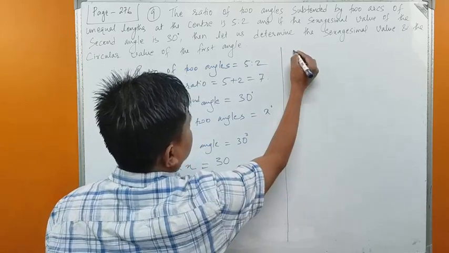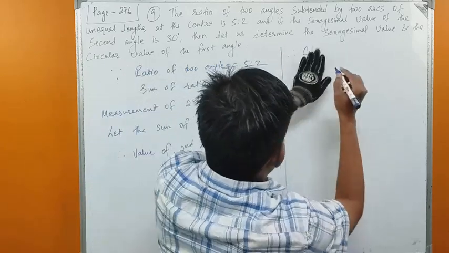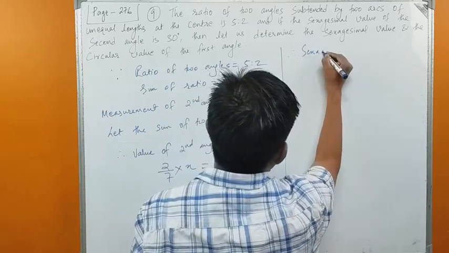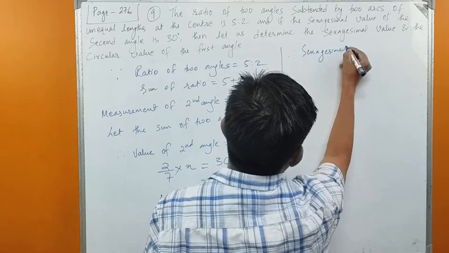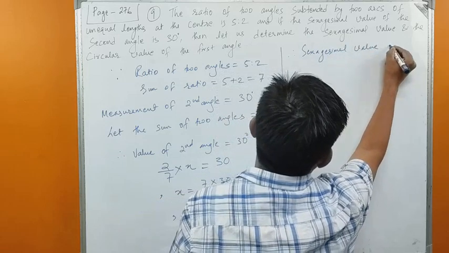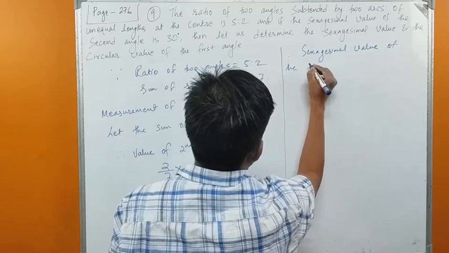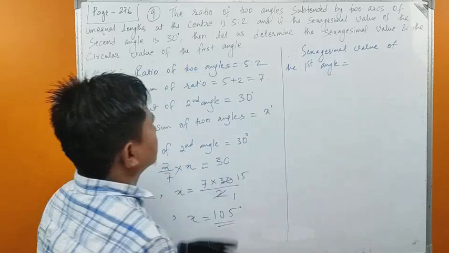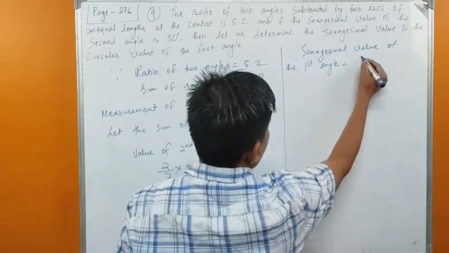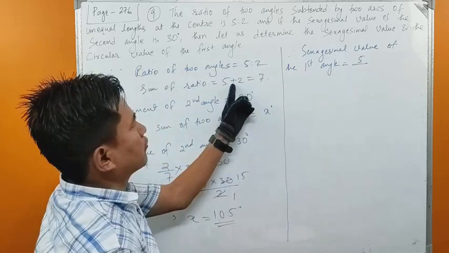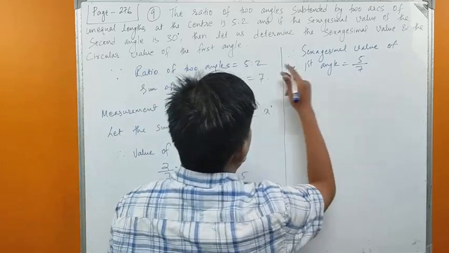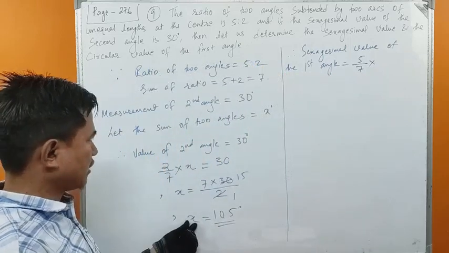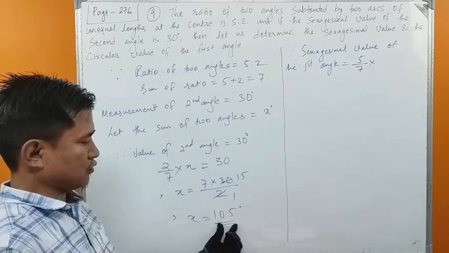Therefore, let me find first the sexagesimal value of the first angle. It equals ratio of first angle 5 divided by sum of ratio 7. Ratio divided by sum of ratio into sum of two angles, isn't it? Sum of two angles is 105 degrees. x equals 105 degrees.